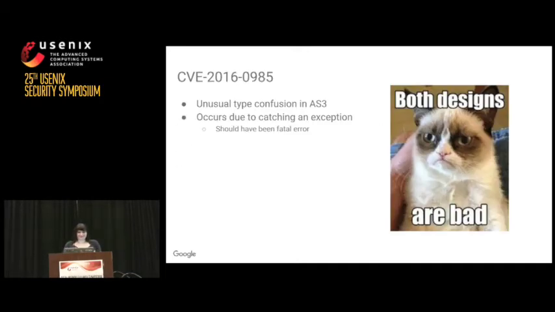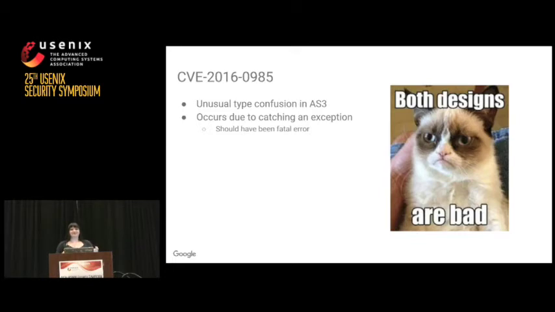Another interesting type of bug I saw was exception bugs. Exceptions are actually very difficult to implement in virtual machines. I have my grumpy cat there because there's two ways to design it, and both designs are bad. Your one option is that, let's say you're in a native call, and you call into script, and the script throws an exception. You just keep going.